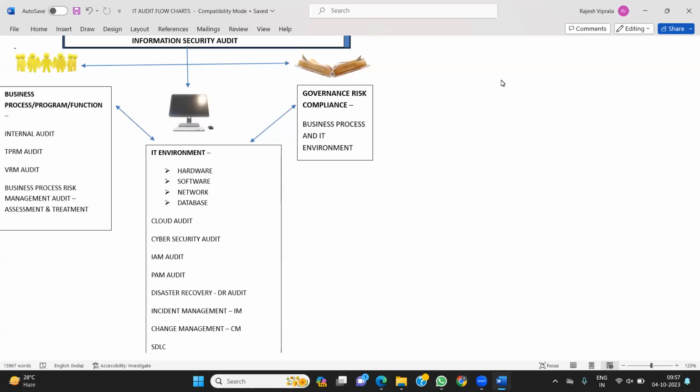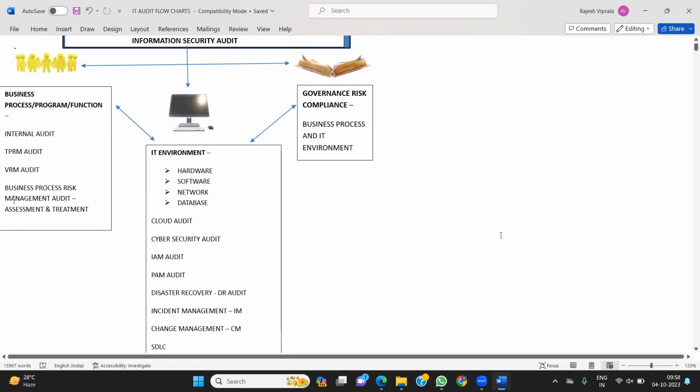Yes. I will try to hide this one. This is blocking the view. I think this is better, right? Okay.